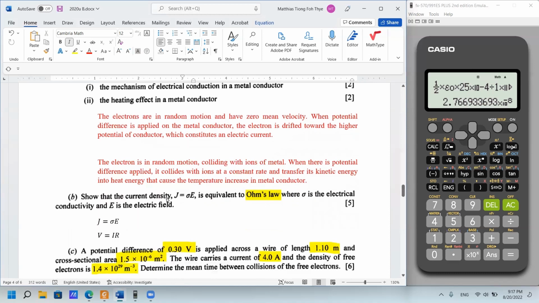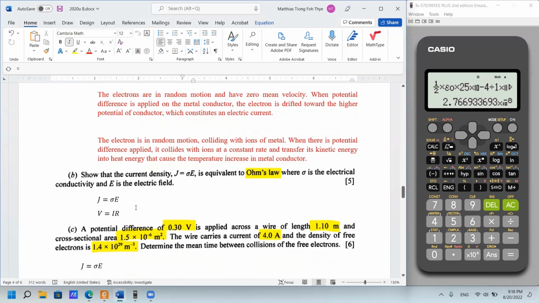Show that the current density J equal to sigma E is equivalent to Ohm's law, where sigma is the electrical conductivity and E is the electric field strength. This is something you have learned in the syllabus. We're going to find the relationship between J equal to sigma E and Ohm's law, which is V equal to IR. So let us do revision on these derivations.